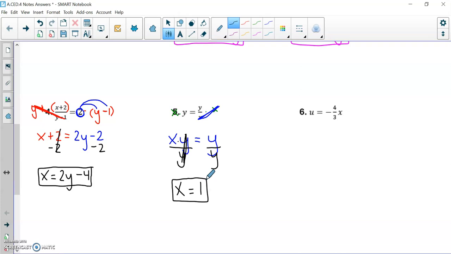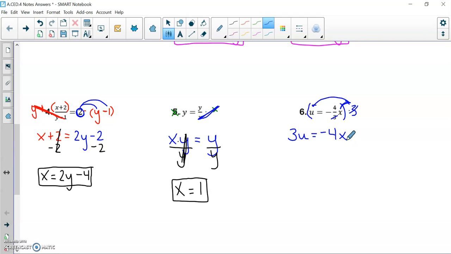All right, I'm going to show you 2 different ways to do number 6. The first way, you could get rid of fractions by multiplying the whole entire problem by 3, if you wish. So a 3 times a u is a 3u. And that will equal a 3 times a negative 4/3 x. The 3's cancel out, and I'm left with just a negative 4x. And so now I don't have any fractions to deal with.